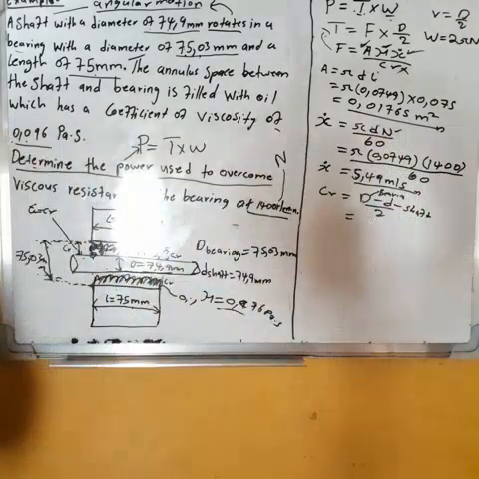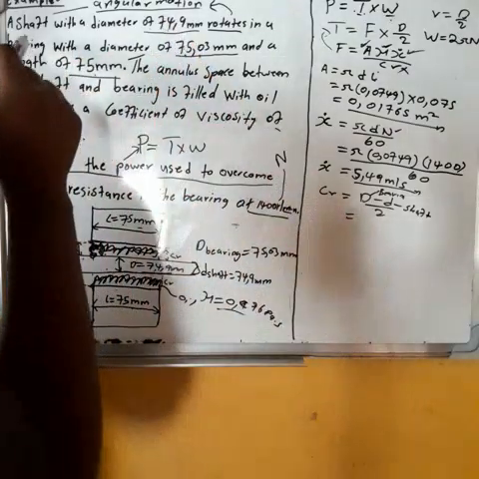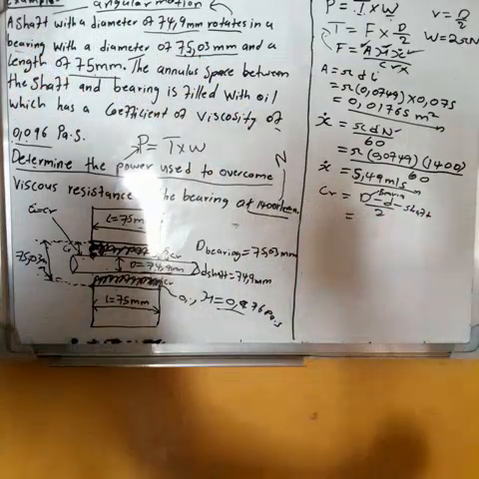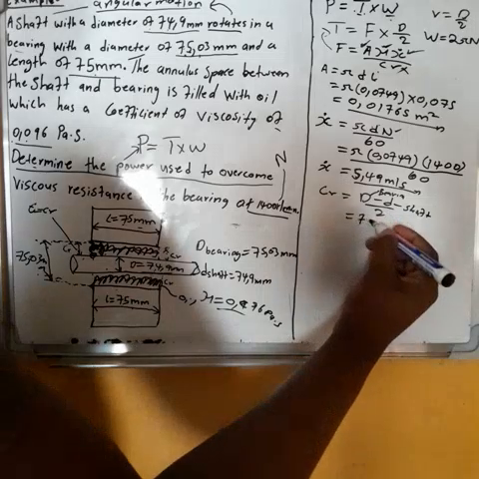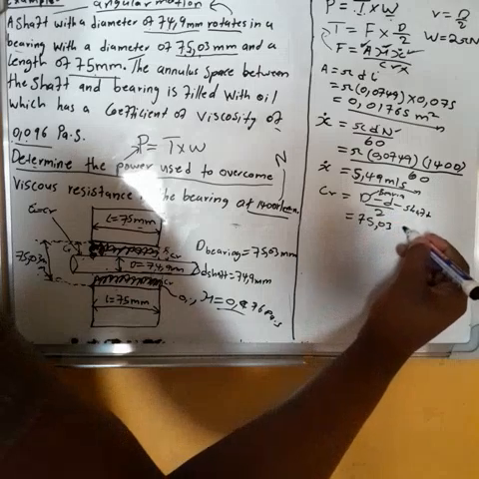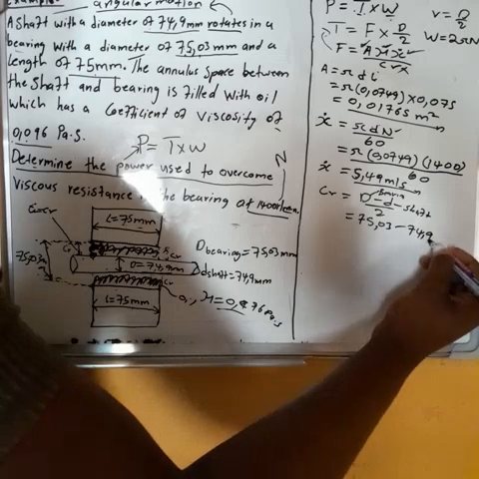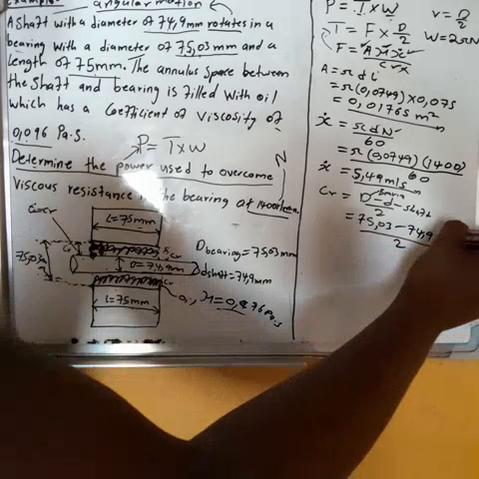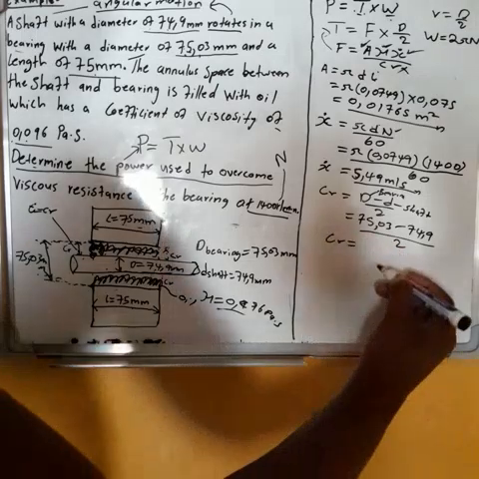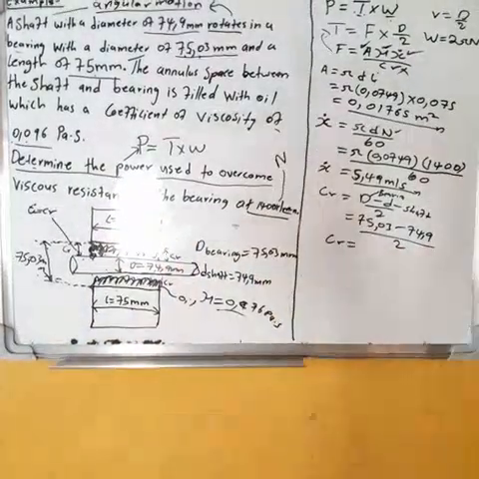Substitute the diameter of the bearing, which is this one. You can write it as it is, then divide at the end. You can say 75.03 minus 74.9, over 2. Remember, this is in millimeters, but the final answer you will divide by 1,000.